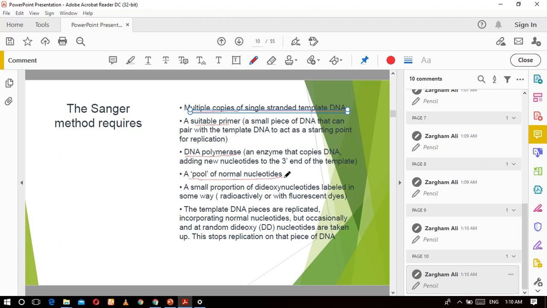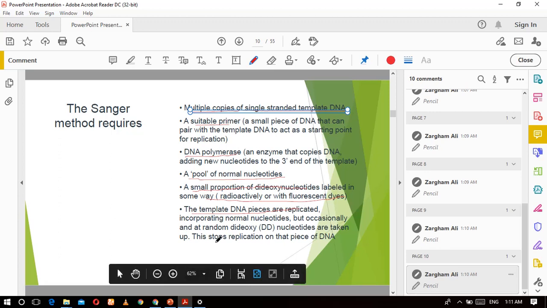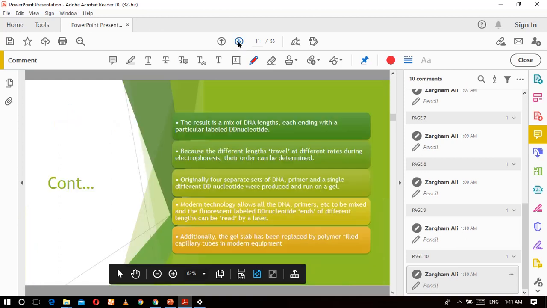A number of normal nucleotides, which are A, T, C, and G (adenine, thymine, cytosine, and guanine), and a small portion of dideoxynucleotides, which may be radioactively labeled or fluorescently dyed, are added along with the template DNA. The template DNA pieces are replicated, incorporating nucleotides. But sometimes we use random dideoxynucleotides for this purpose, which stop the growing DNA.